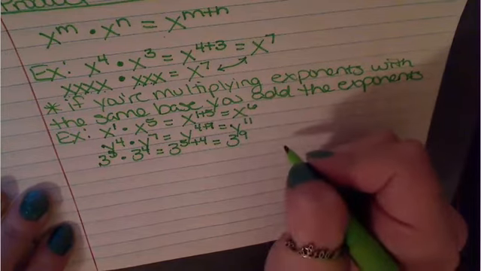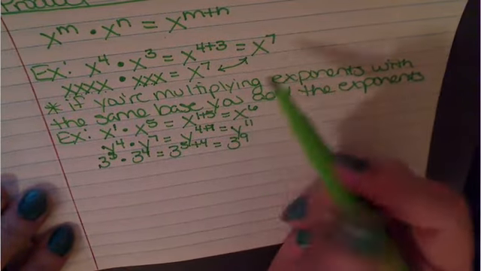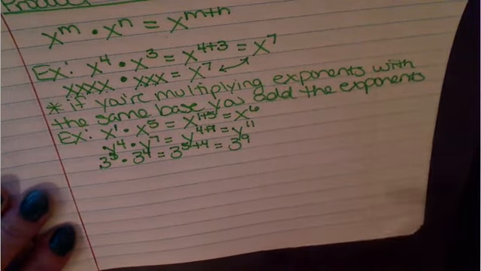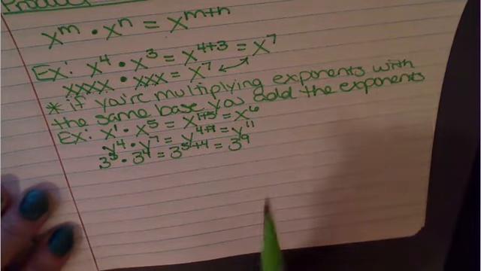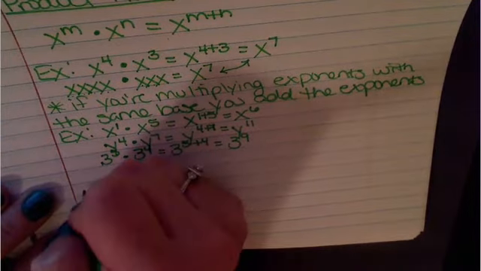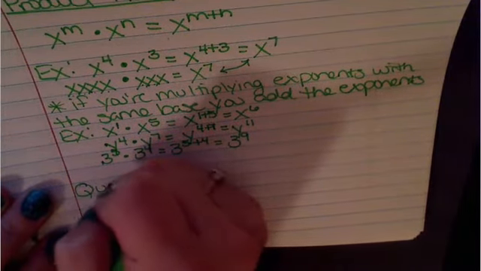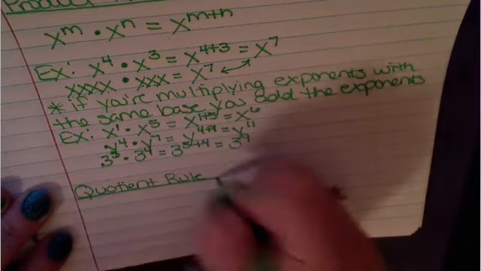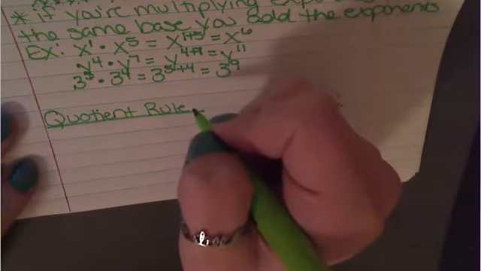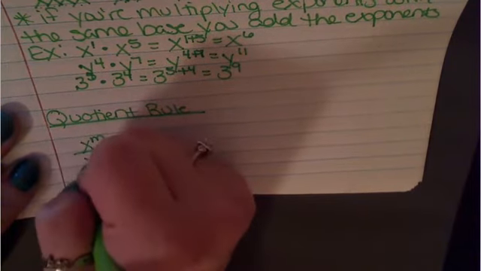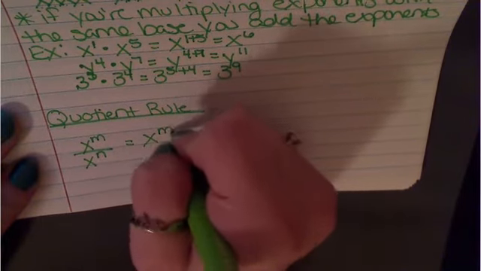So that's the product rule. The product rule states if you're multiplying exponents with the same base, you add the exponents. So if we have a product rule which works with multiplication, then that leads you to think we're going to have a quotient rule. Again, I'm going to give you the generic form first, and then I'll work some examples. We have x to the m over x to the n, and that equals x to the m minus n.